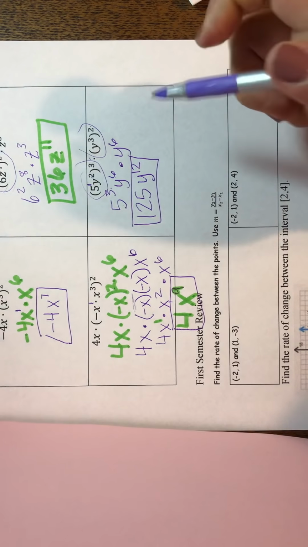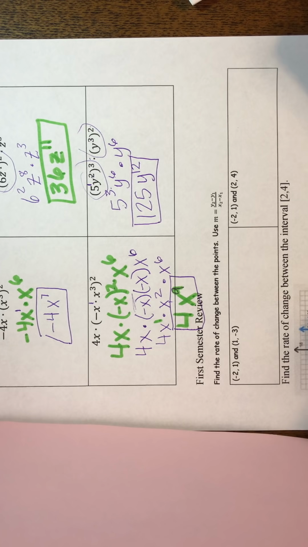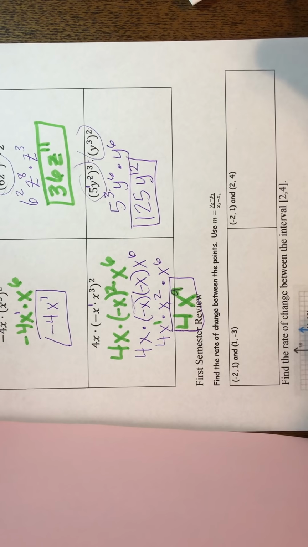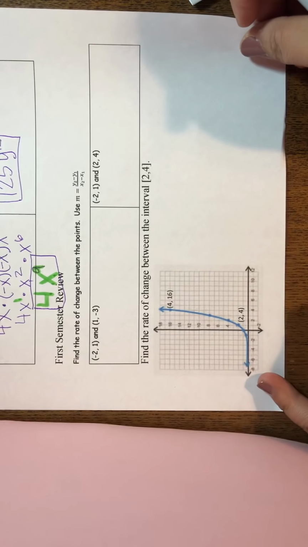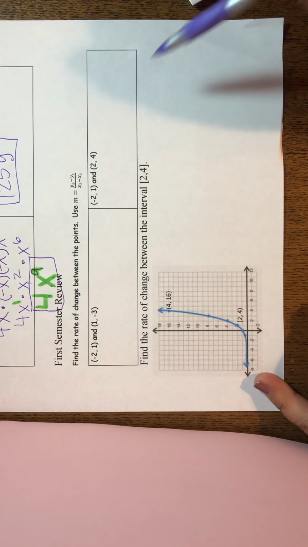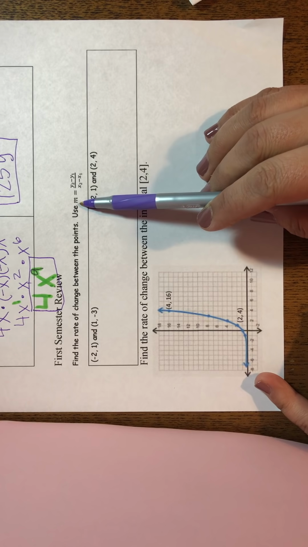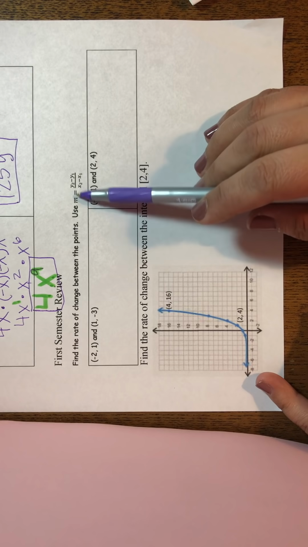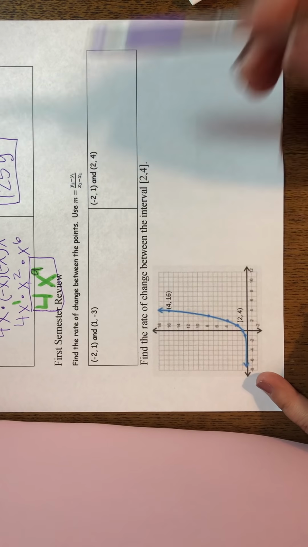So that was a review from last week, what we did, the product rule and the power rule. And we're using both of them to get the most simplified expression. We're going to do a first semester review. And that is finding the rate of change between points, which is just finding the slope with the slope formula, which is y2 minus y1 divided by x2 minus x1.